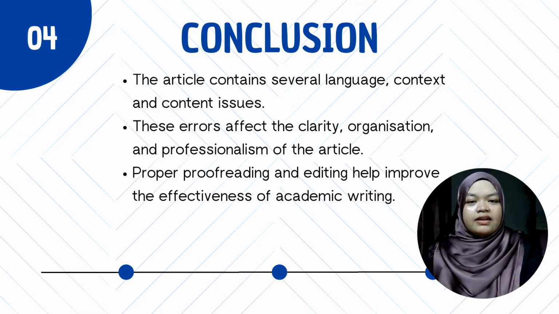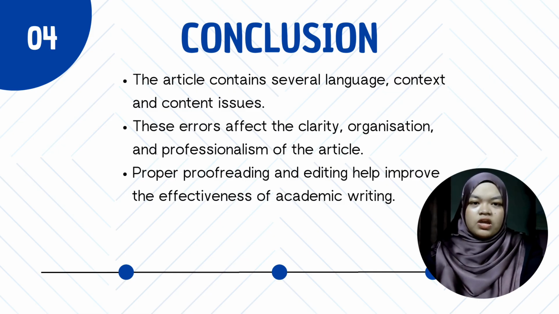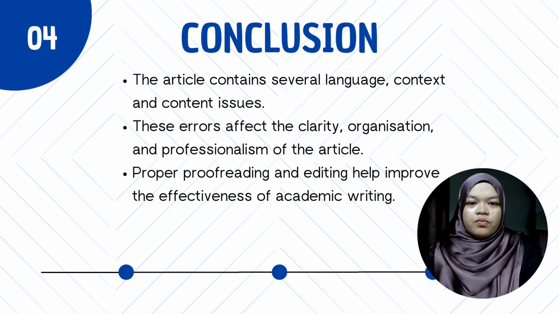To conclude, the article contains several language, context, and content issues. Among the language errors identified, word choice and punctuation errors appear most frequently. These issues affect the clarity, organization, and professionalism of the article. Therefore, proofreading and editing are important because they help improve the quality of writing and ensure that the intended message is being conveyed clearly to the readers.